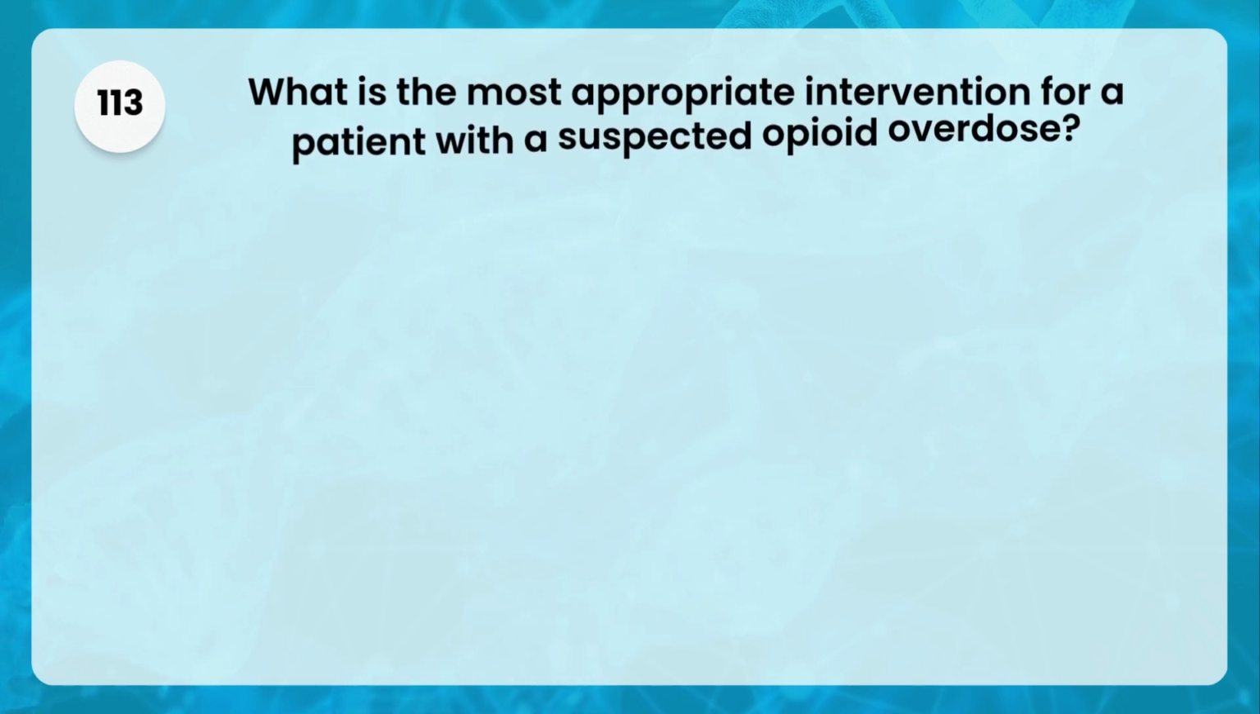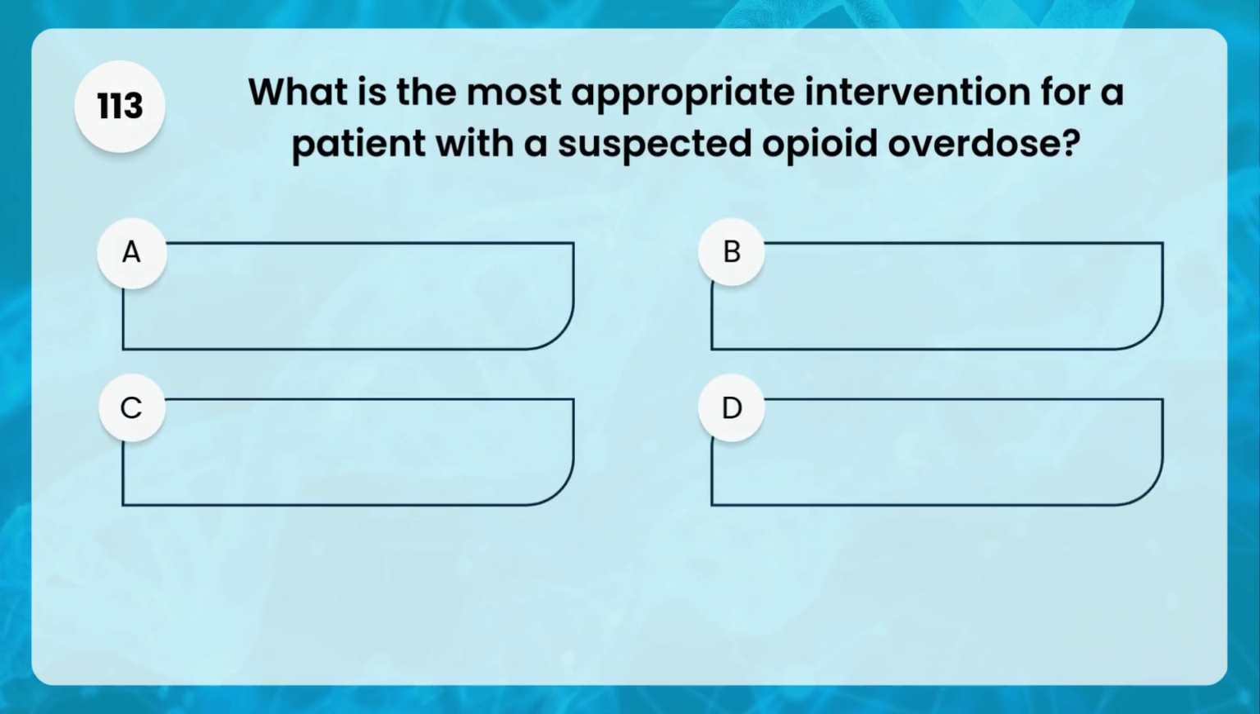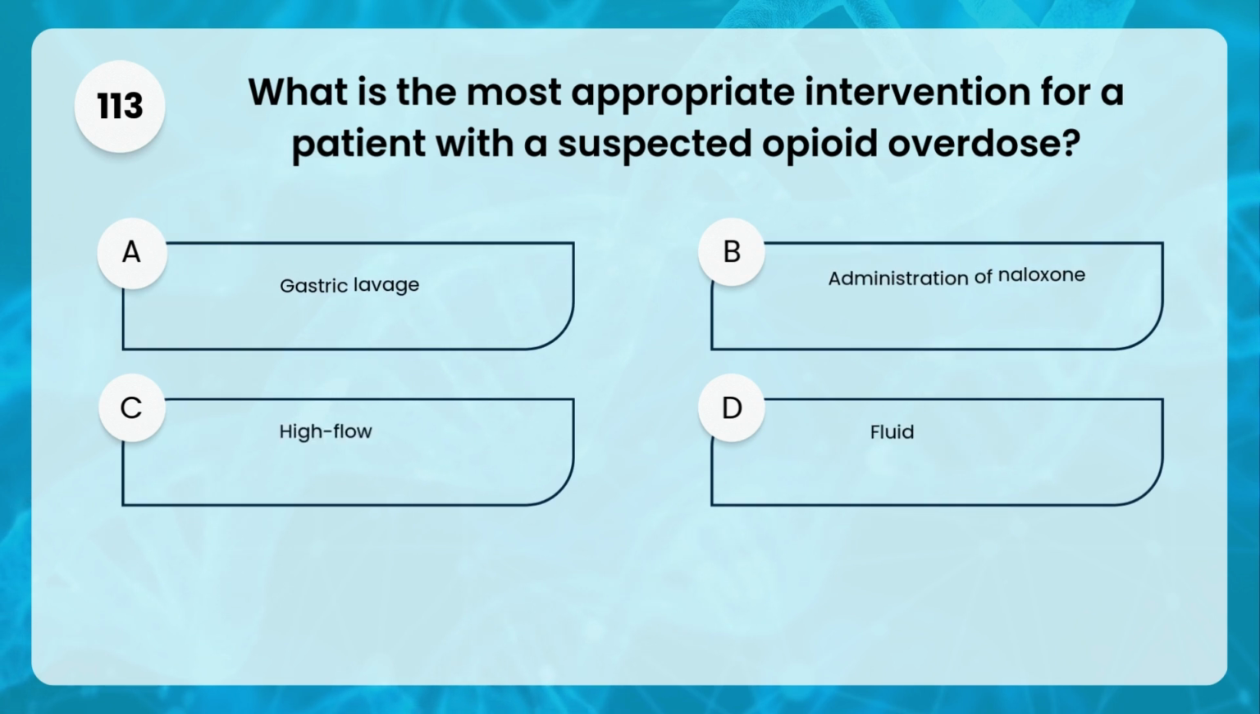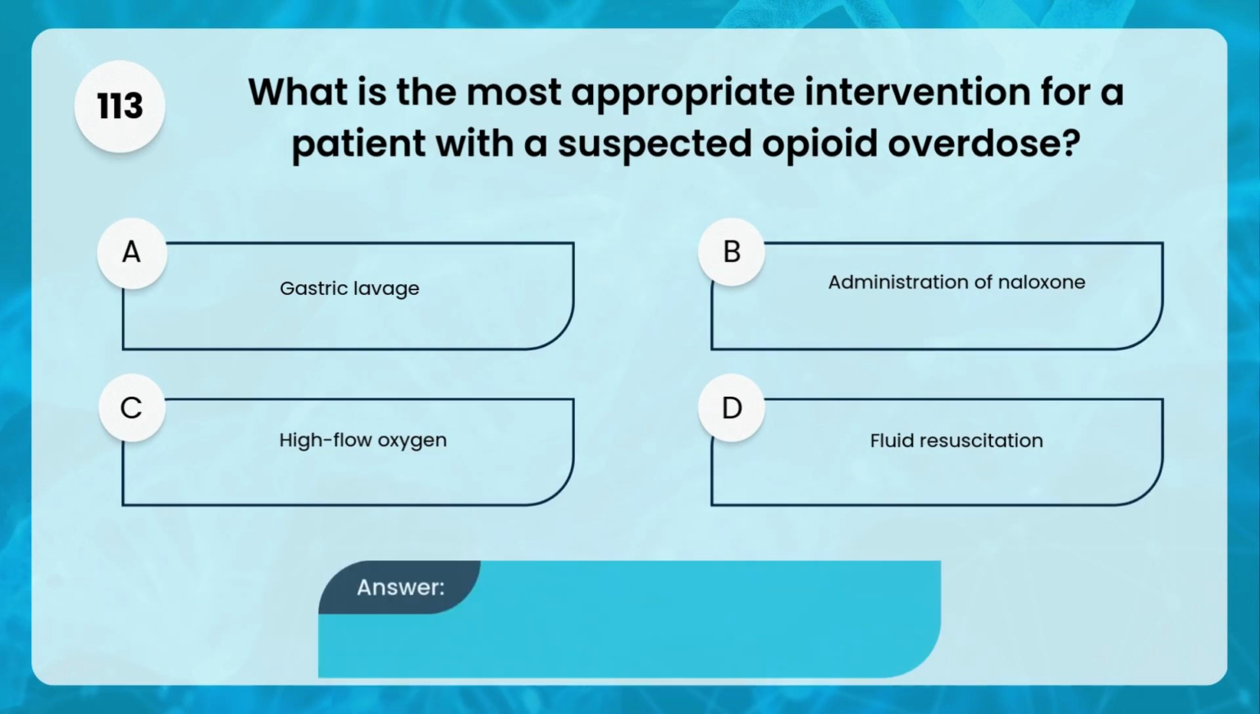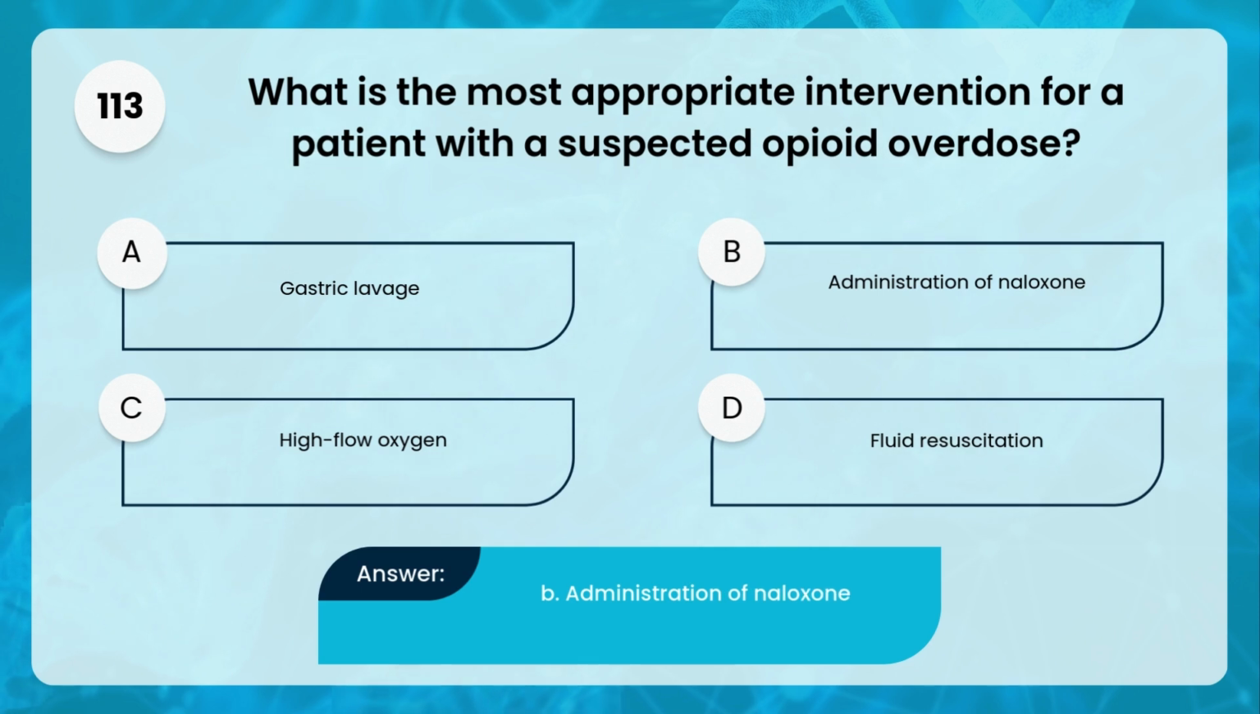113. What is the most appropriate intervention for a patient with a suspected opioid overdose? A. Gastric lavage. B. Administration of naloxone. C. High-dose oxygen. D. Fluid resuscitation. The answer is B. Administration of naloxone.